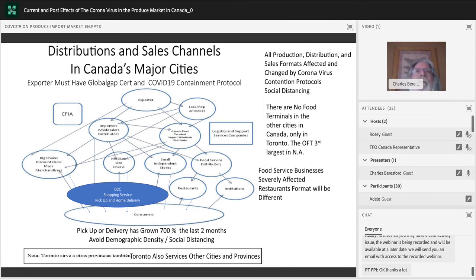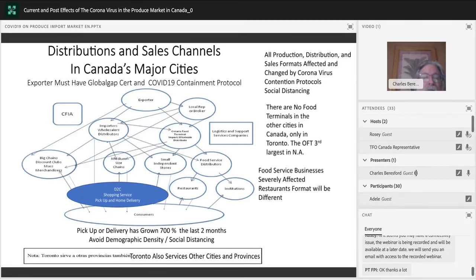Even the food terminal now has social distancing. It's very difficult. You have to keep the social distances. People are not allowed in the stalls at the food terminal. So let's see how this whole chart is going to shape up in the next few months. There are no food terminals in the other cities of Canada, right? And again, food service businesses are severely affected. Restaurant formats will be different, right? These are the outlets through which produce is sold in Canada.